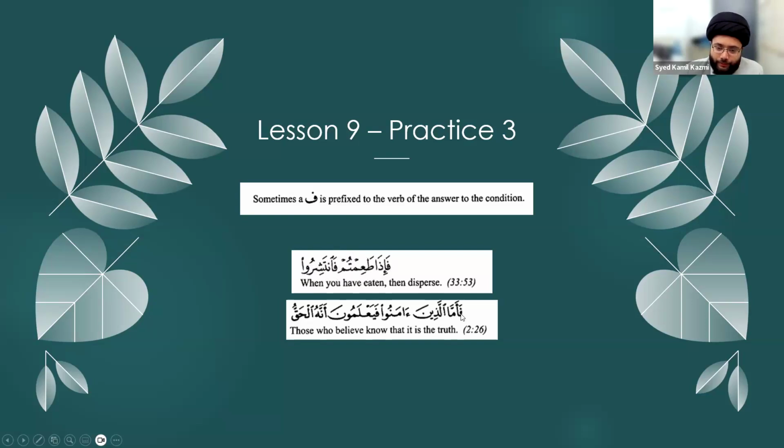Let's look at the next one. فأما الذين آمنوا فيعملون أنه الحق. What's happening here? أما is the conditional. الذين آمنوا. The fa in فيعملون is the answer, the response to the condition. Yes, it is. Perfect.